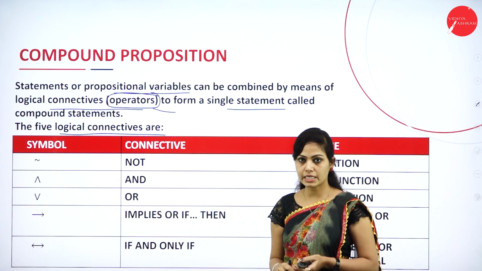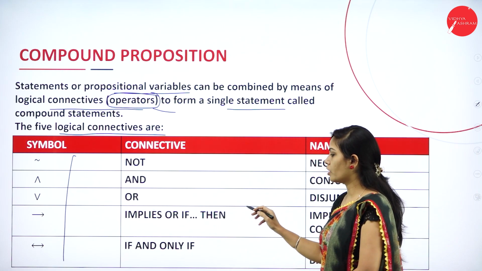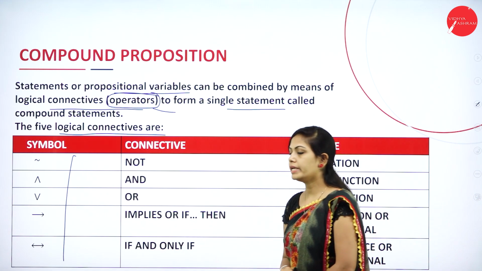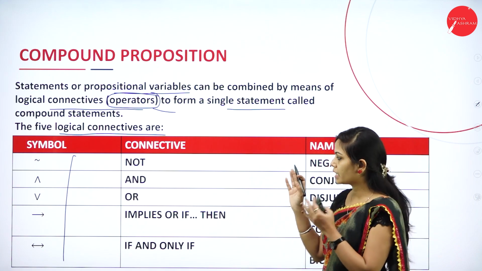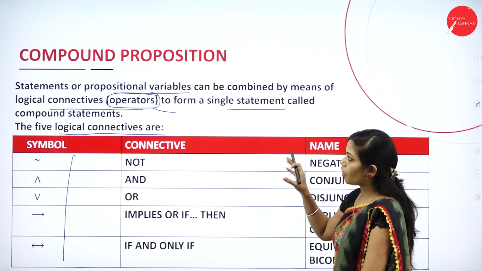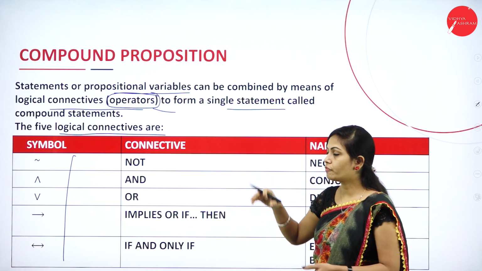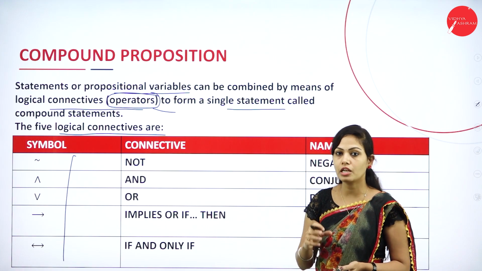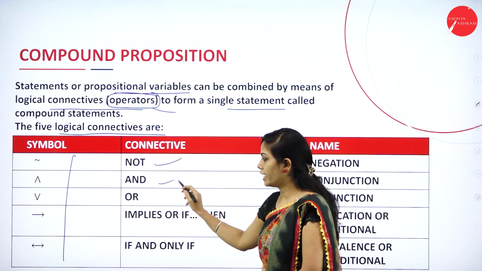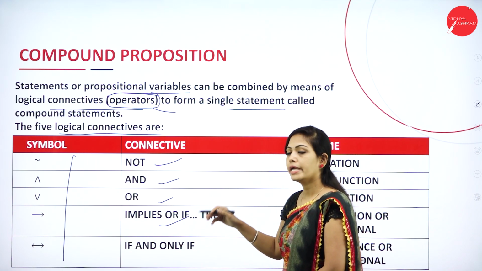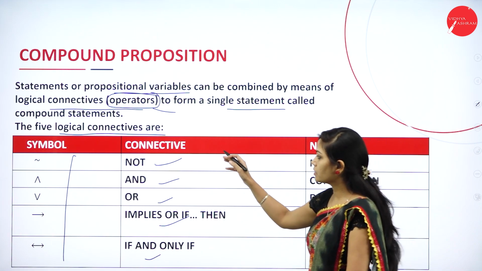We have 5 logical connectives. They are and, not, or, implies (if, then), and if and only if. Very important concept for mathematical logic. Please understand the concept properly. So compound proposition means to form a single statement we have logical connectives. Which are the logical connectives we have in a logic statement? So we have not operator, and, or, implies (if, then), and if and only if. So these are the connectives.